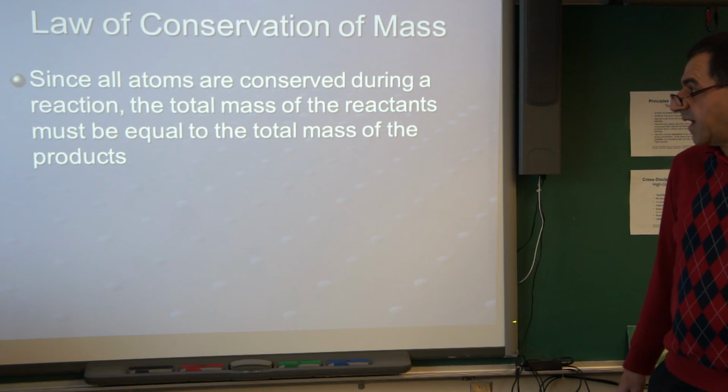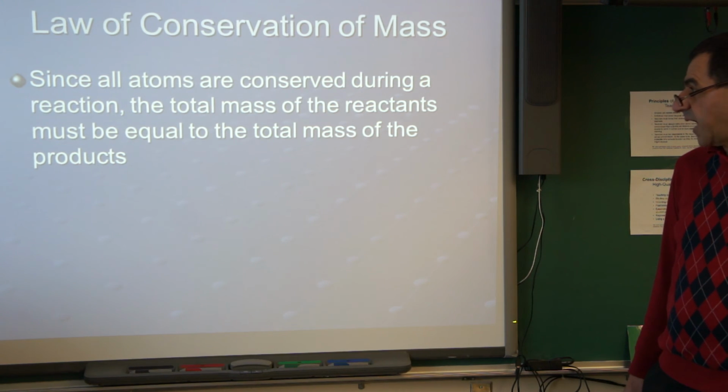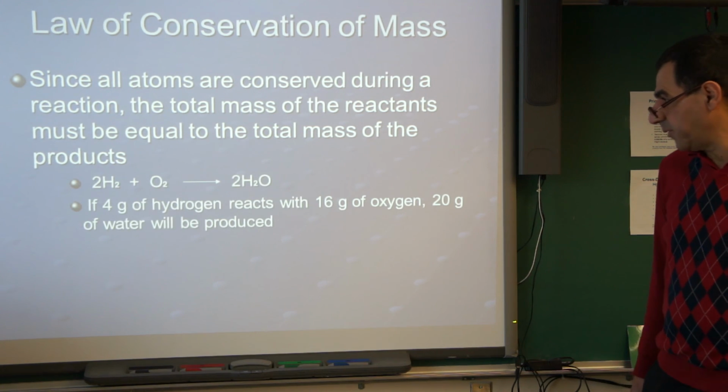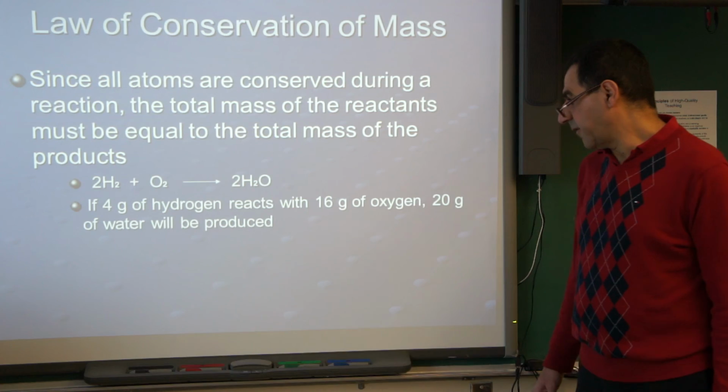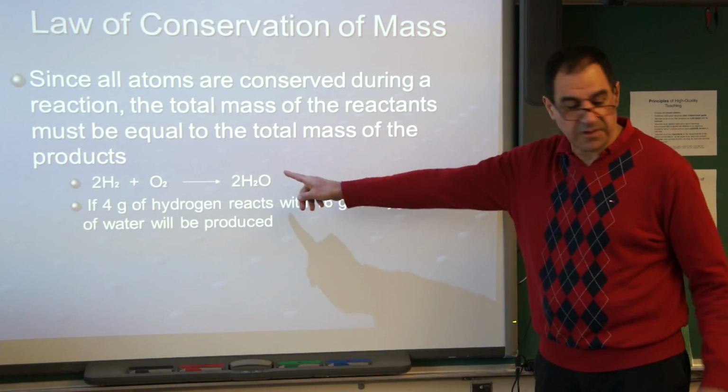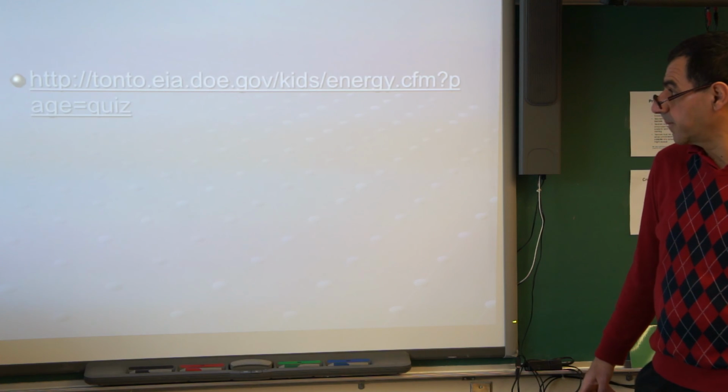Law of conservation of mass. Since all atoms are conserved during a reaction, the total mass of the reactants must be equal to the total mass of the products. So for example, if 4 grams of hydrogen react with 16 grams of oxygen, there must be 20 grams of water produced.